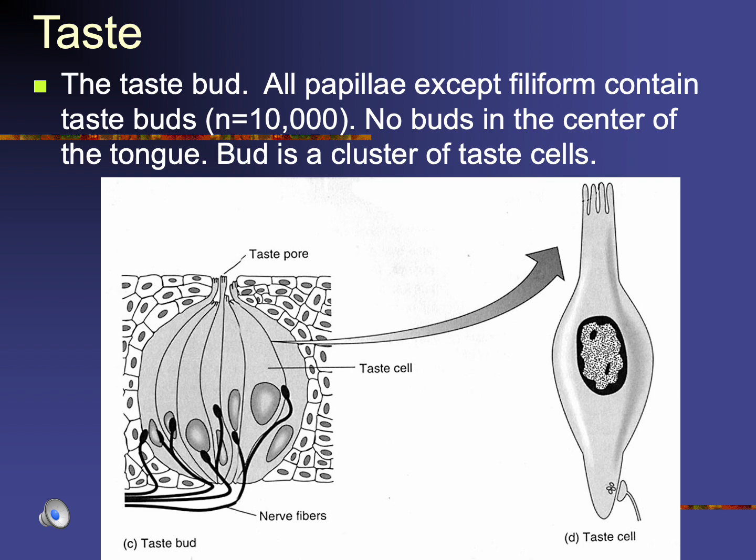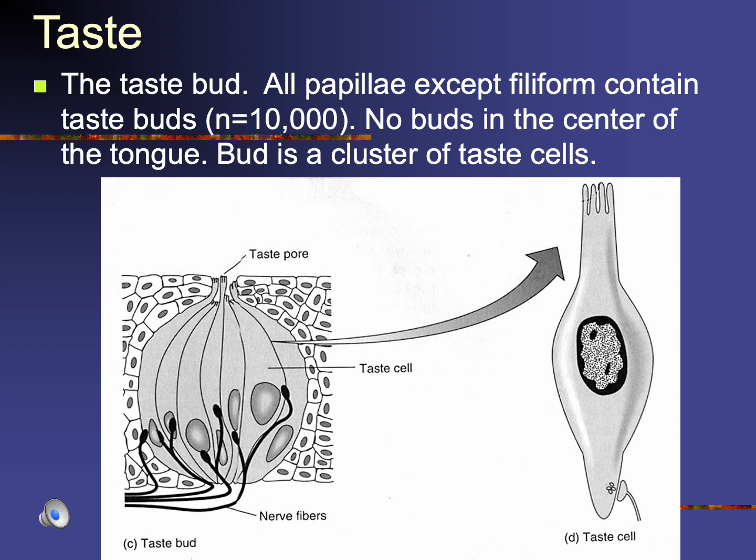Here's the structure of a taste bud. Now all the papillae, except for the filiform, contain taste buds. Now a taste bud is this structure here, it's not the individual receptor. A taste bud is referring to this whole onion-shaped structure with the pore at the top, taste cells clustered there in the middle, and neurons that connect to the taste cells.